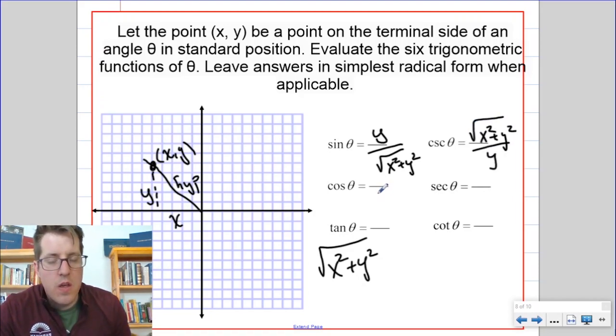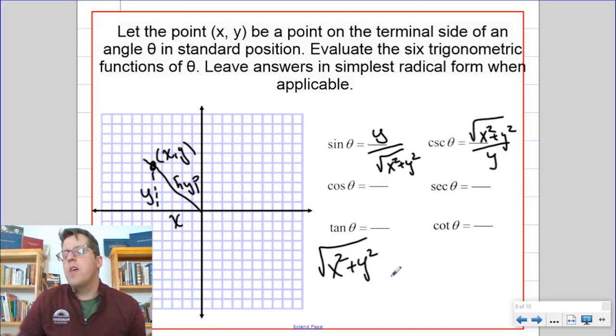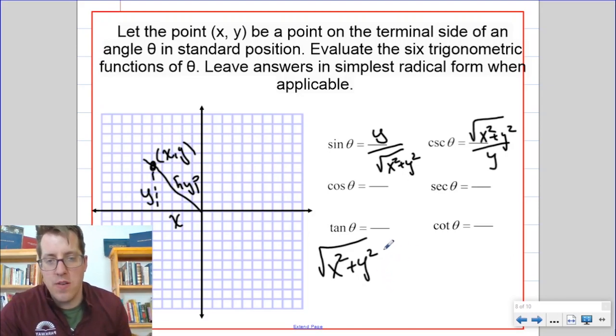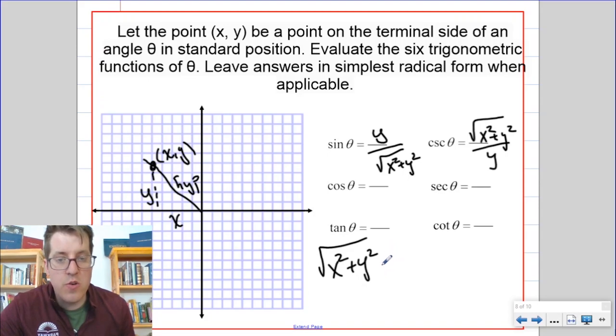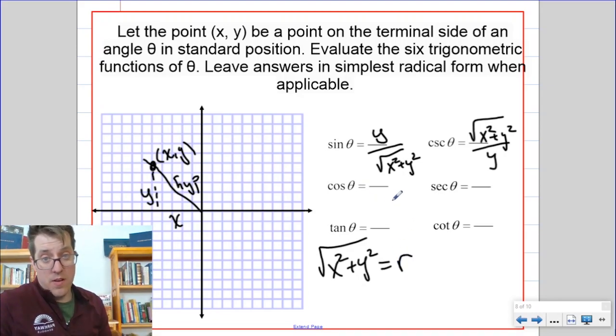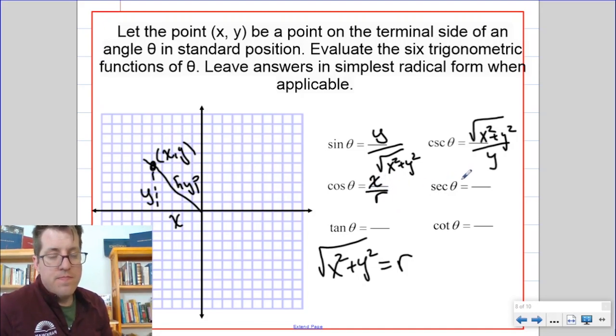The cosine is going to be, well, gosh, this is all getting kind of complicated. So to save ourselves some time, instead of having to write that over and over again and think about rationalizing our denominator, sometimes what we do is we just simplify that to r. Now, why r? Because it's going to be the radius of a circle. So the cosine is going to be x over r, and the secant is going to be r over x. The tangent is going to be y over x, and the cotangent is going to be x over y.